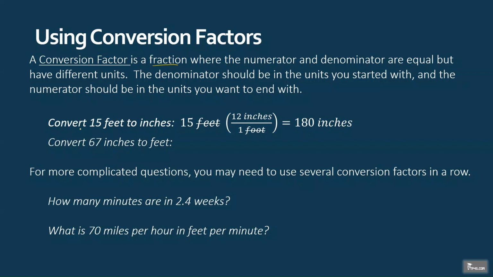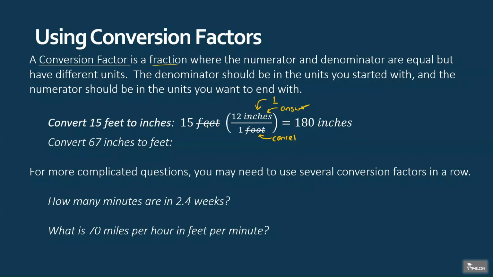So if I'm going to convert 15 feet to inches, I'm going to multiply it by this conversion factor right here, 12 inches over 1 foot. Well, 12 inches is equal to 1 foot. So I'm really just multiplying it by the number 1. But I'm multiplying it by the number 1 in such a way that I'm going to change the units, right? So the units on the bottom, these are the ones that cancel. And the units on the top, these are going to match my answer.